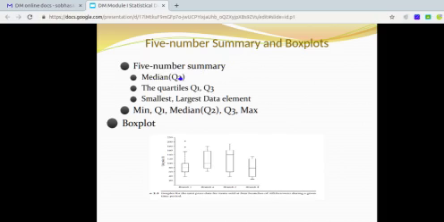One, of course, the median value Q2. Q2 represents the median value. The quartile values Q1 and Q3: Q1 on the left side of Q2 and Q3 on the right side of Q2.